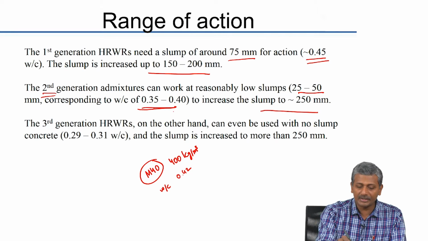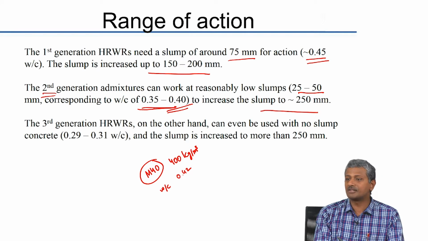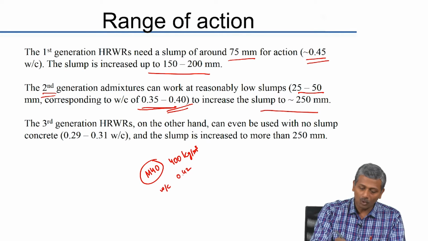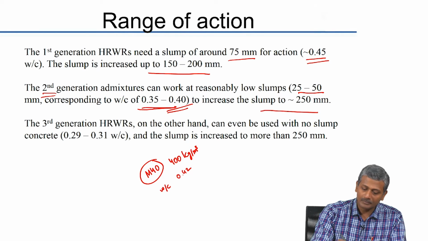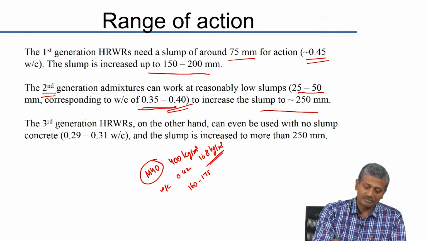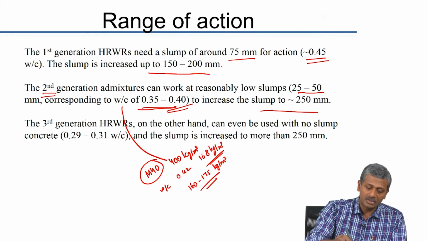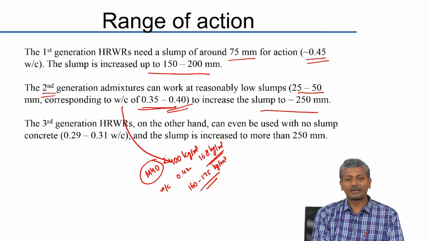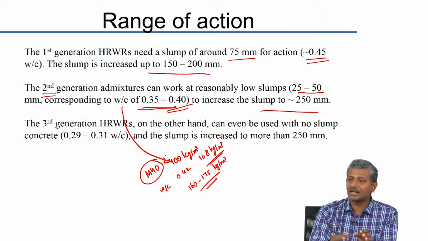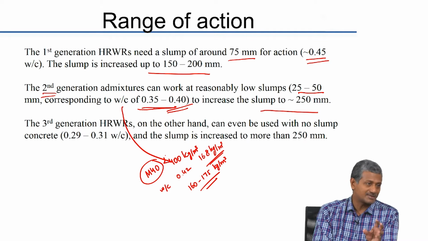So, we are in this range now where SNF can be quite effective. At 0.42 water cement ratio, my water content is how much? If I multiply this, it is 168 kg per cubic meter. So, at a water content of around 160 to 175 kg per cubic meter, my second generation admixtures are quite effective. When I start coming below 160, I am not telling you this based on any scientific experiments done in the lab, but this is from practice in the field.